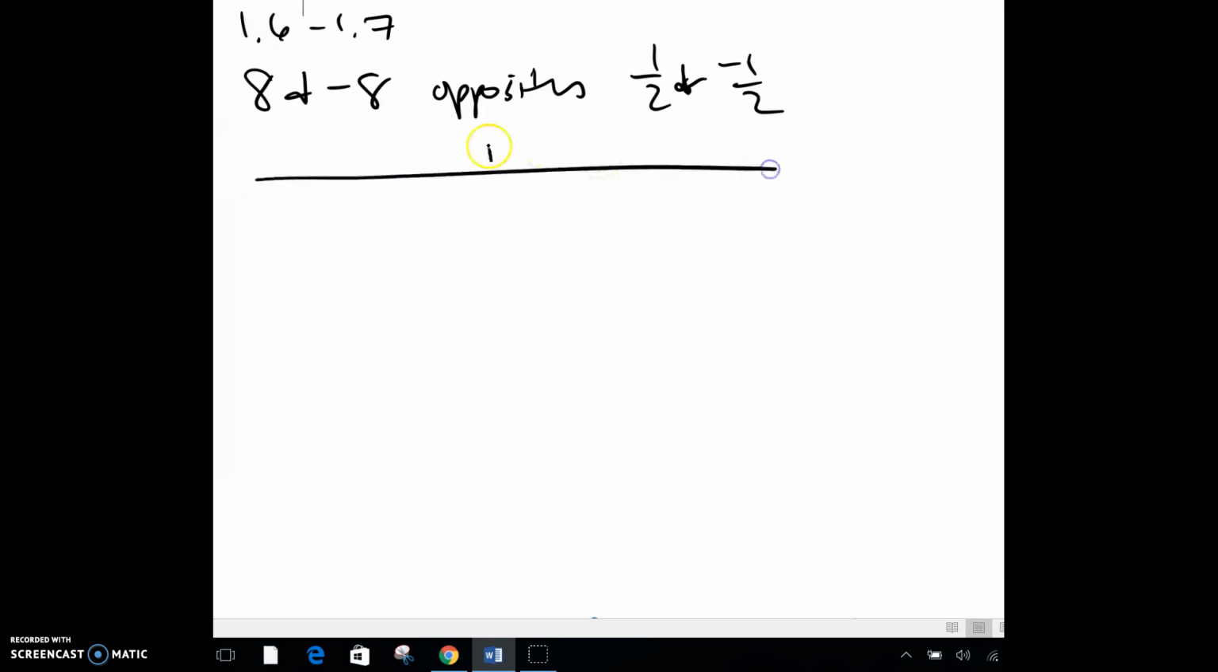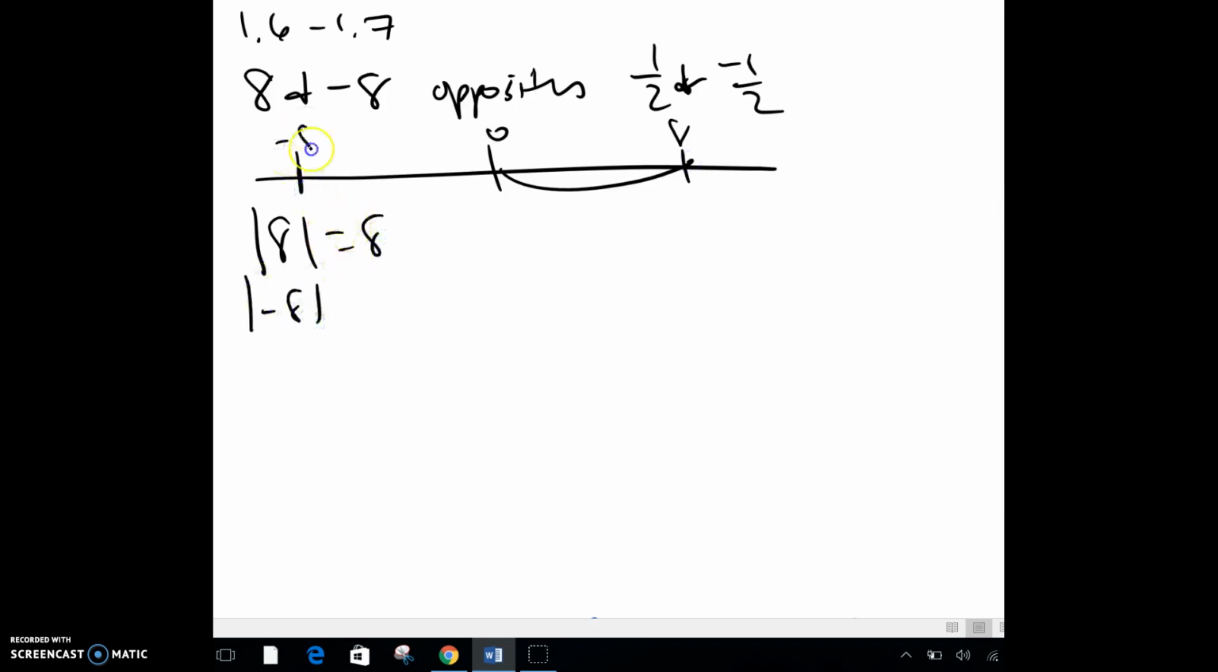Okay, in 1.6, there's a lot of vocab. So on the bottom of page 41, I would read through that. Make sure you know that, for example, 8 and negative 8 are opposites. So a half and a negative 1/2 are opposites. Also know absolute value. Absolute value is the distance from 0. So if I give you the absolute value of 8, that's a distance of 8 from 0. Negative 8 has the same.